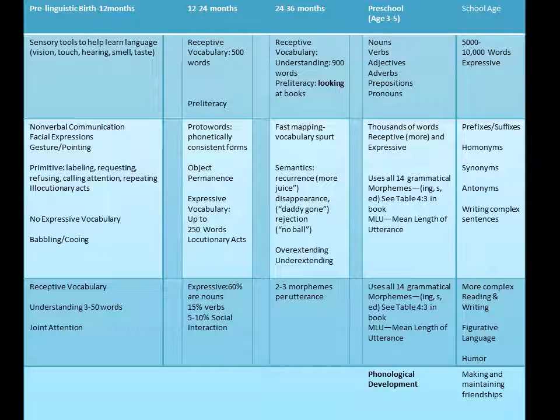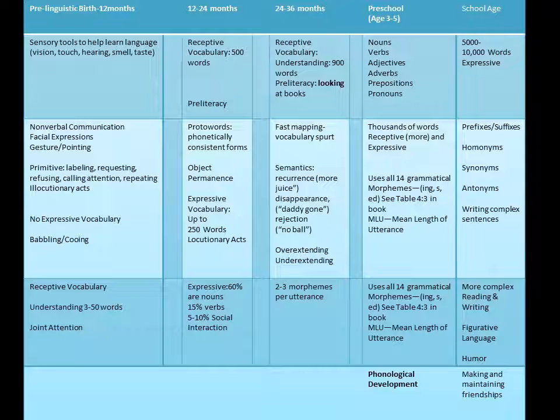We know that children can perceive the difference in sound. We know that they perceive differences in their own language and are beginning to make sense of their native language, or the language that's spoken most frequently in their home. We know that children are beginning to use what's called illocutionary acts. So it's this primitive act of labeling, requesting, refusing, calling attention, and repeating.